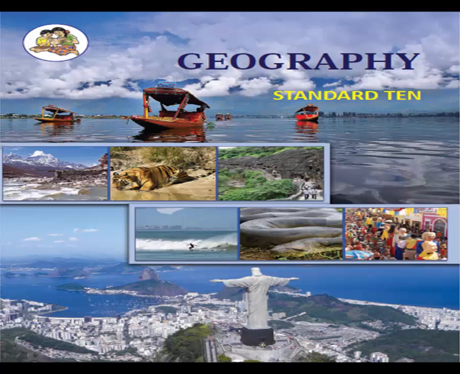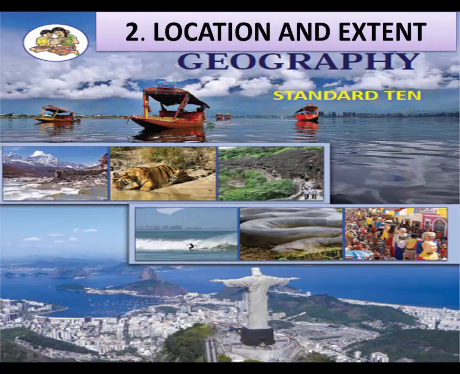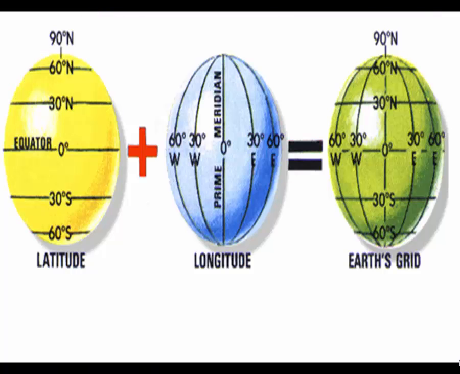Topic for today's class is chapter number 2, location and extent. To find the location of a particular country or a continent, we should know the longitude and latitude degrees of the country from the equator. So here, first we study longitude and latitude. But to understand longitude and latitude, we must know the directions perfectly.